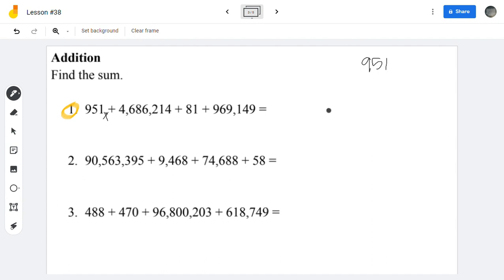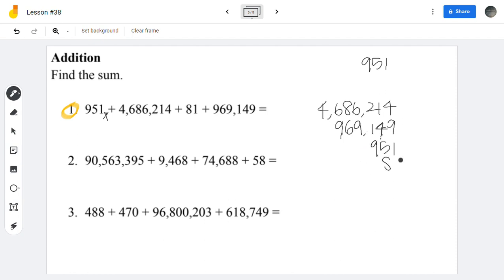The way I like to do this is place the number with the most digits on the top, and then the number with the second most digits on the bottom, 969,149, and then I like to go in descending order. And then we have 951 as our next one. Make sure your place values match.